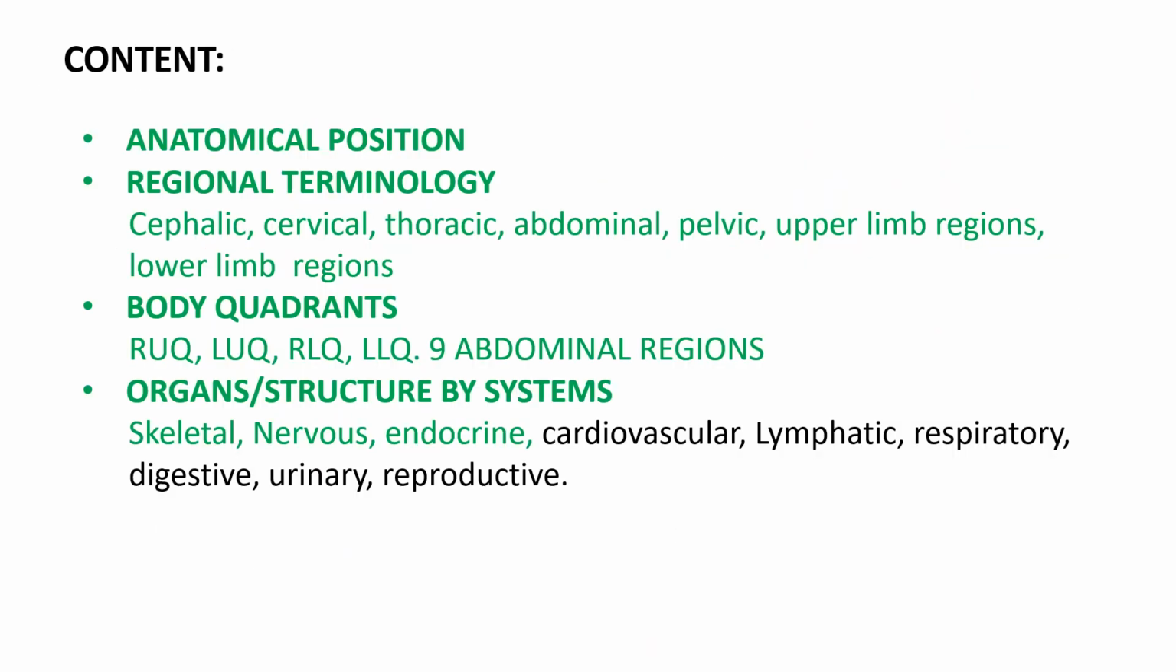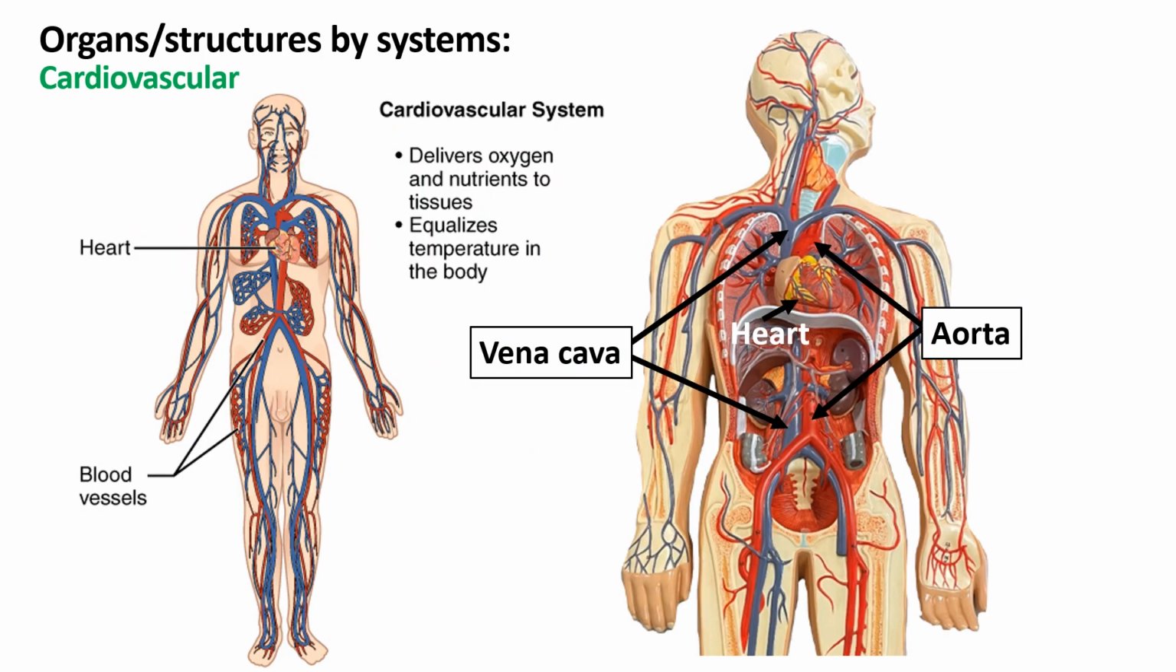Cardiovascular system and lymphatic are going to be very easy because you don't need to memorize many structures. With the cardiovascular system, you just need to be able to identify the heart. The heart is in the center of the thoracic cavity, right? So that is the heart. And then two major blood vessels, which are the aorta and the vena cava.